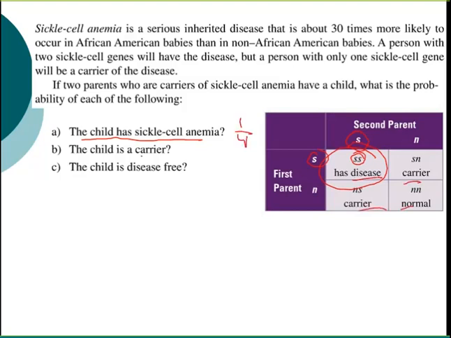So the child is a carrier. Well, carrier here, so that's 2 out of the 4, a half chance that you will be a carrier. And then the child is disease-free. Well, that's the same as getting the disease, which is 1 out of 4. So that is how you work the table there. A very similar situation in your homework.